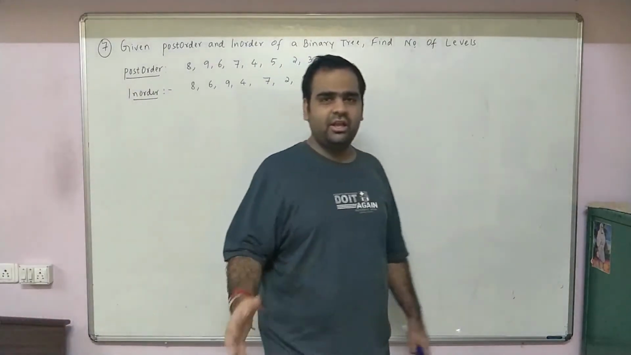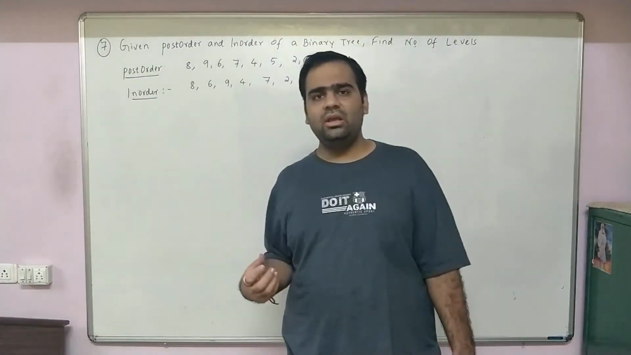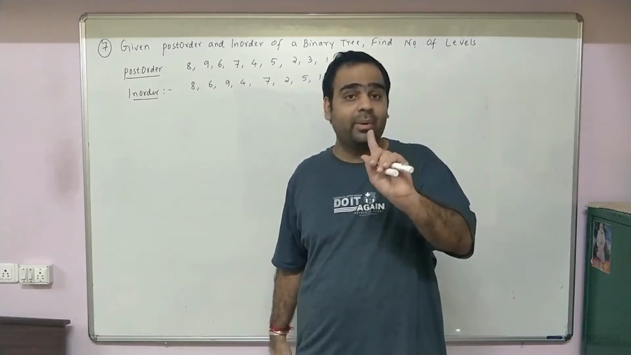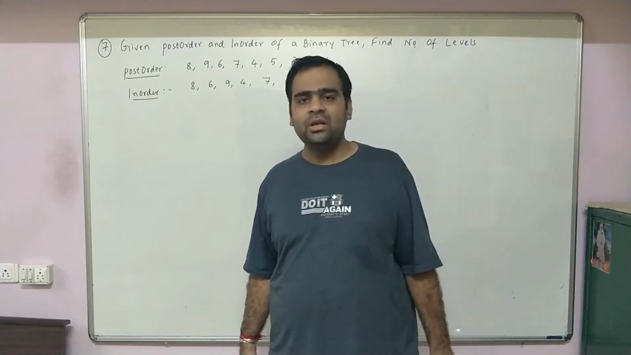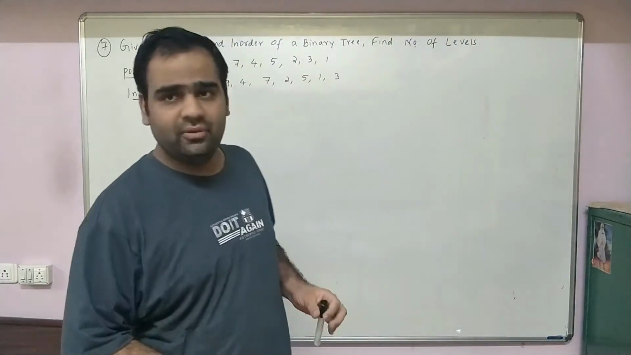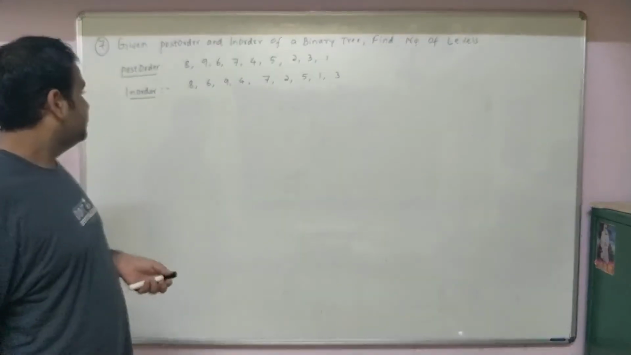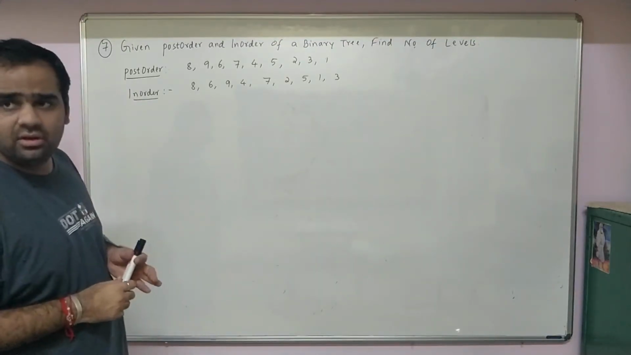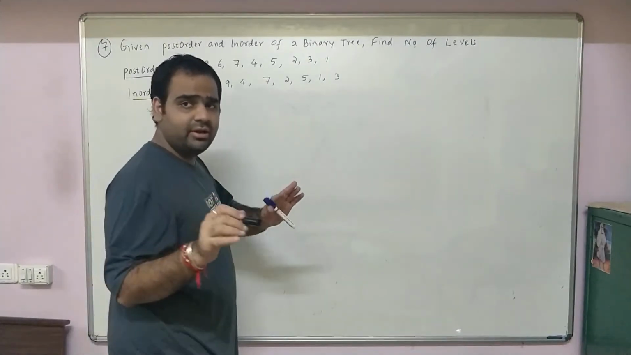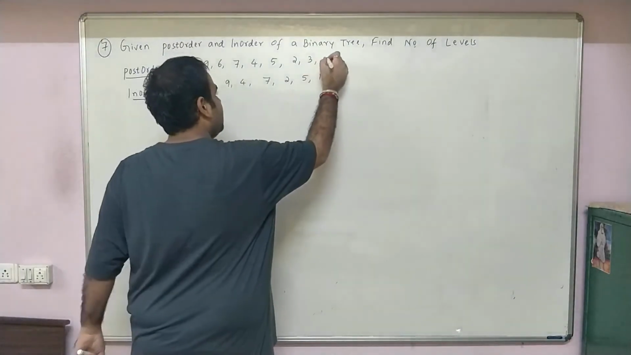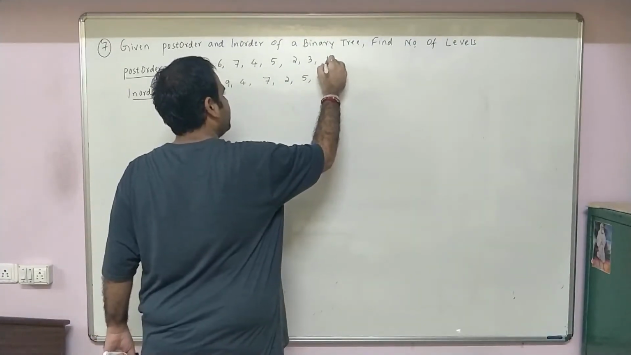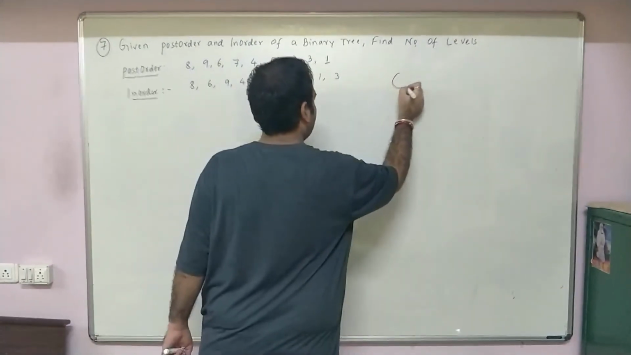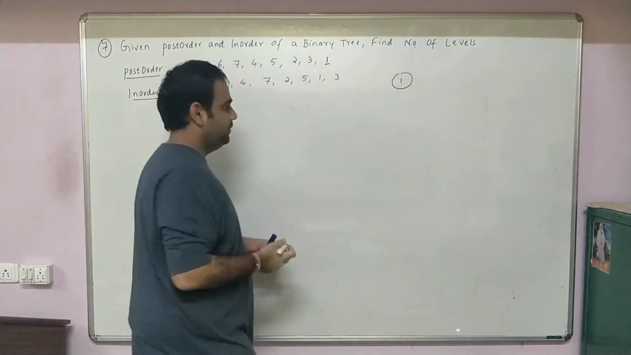The next question is, given the post order and in order of a binary tree, it's not a binary search tree, okay, binary tree, you need to find the number of levels. Now in post order traversal, whether it is a binary tree or binary search tree, the last node is always the root. Therefore 1 is the root of the binary tree.